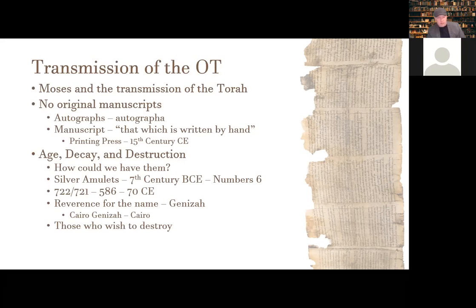So what else do we have? These dates here, 722, 721. If anyone knows what that is, that's the Assyrian conquest of the northern parts of Israel that brought destruction. 586, one of the most destructive things in Israel's history was the destruction of Jerusalem. 70 of the Common Era, again, we have the destruction of Jerusalem and the temple and the burning of the city and everything within it. So you have to overcome these things as well.